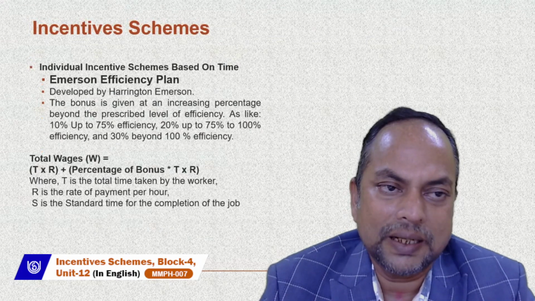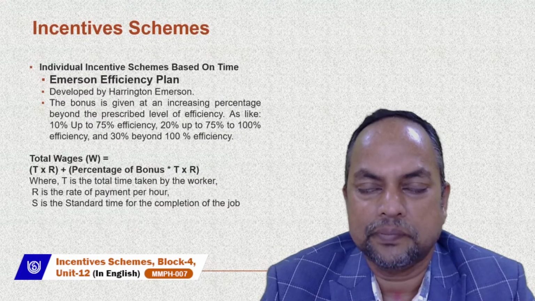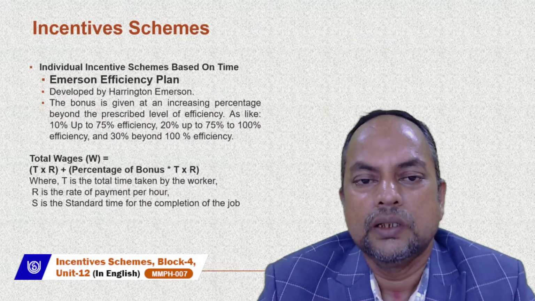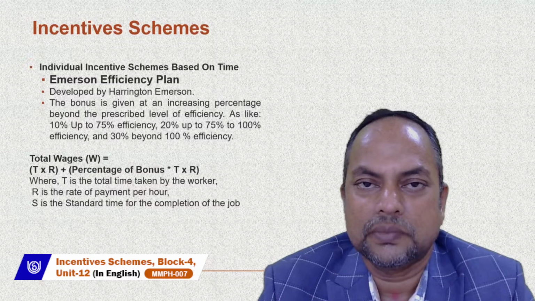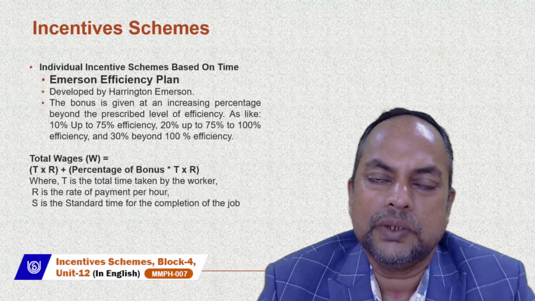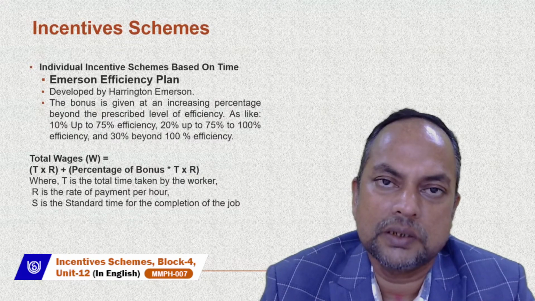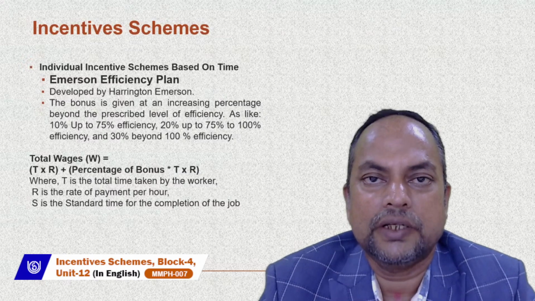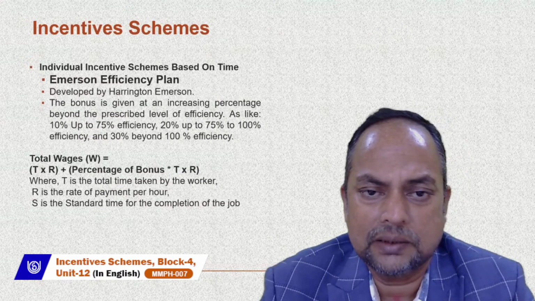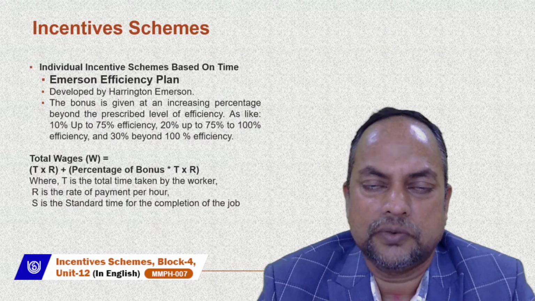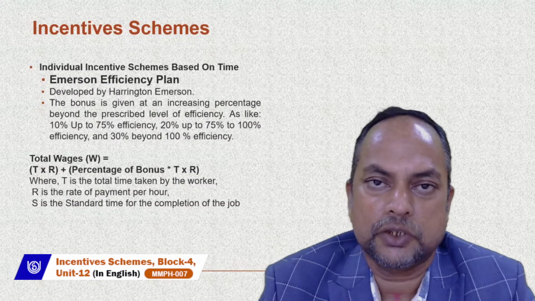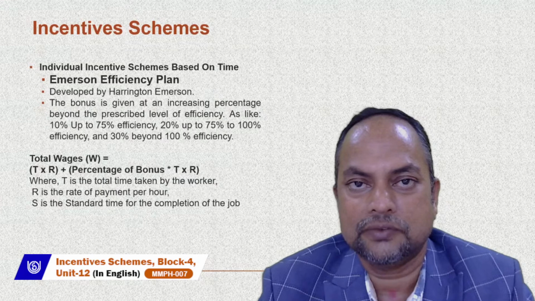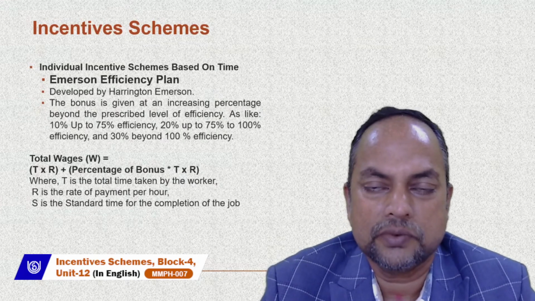We will talk of the third plan, the incentive plan based on time, which is Emerson's efficiency plan. Process remaining the same, Emerson proposed that we cannot expect 100% contribution from each and every employee on each and every day. It may so happen that some of the employees may fall sick, some of the employees may be distracted, so that may affect their efficiency or their productivity at the place of work itself.